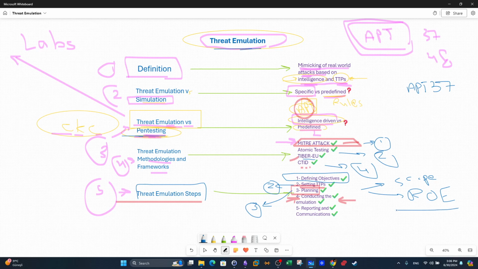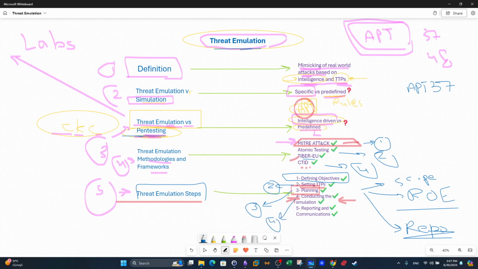We're going to set the rules of engagement. Who's going to conduct what? Who's going to monitor what? Who is authorized to conduct the emulation? We can also set the reporting. Sorry for the handwriting because I'm using the mouse. We can also select the appropriate communication channels through which we're going to report the results. Okay, after we have planned for everything, we're going to start the process. We're going to conduct the emulation.